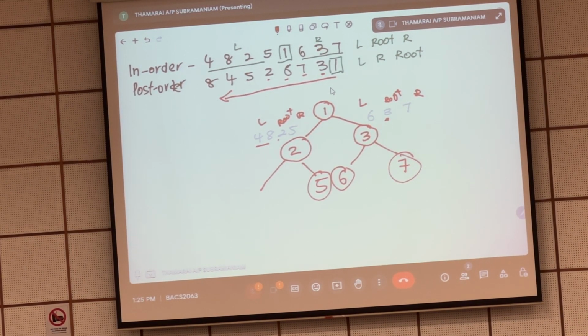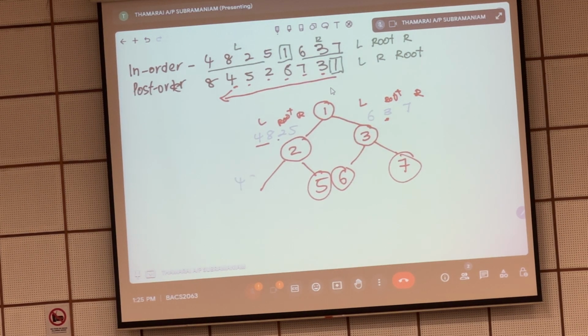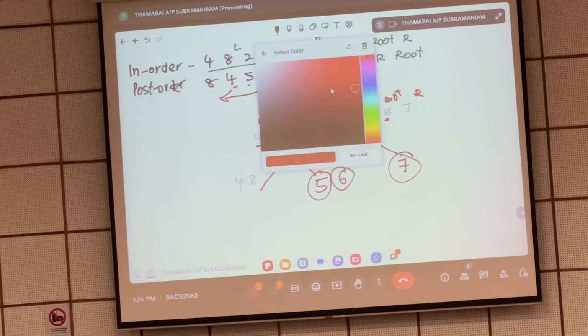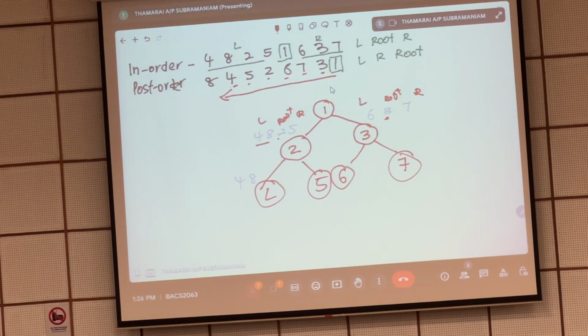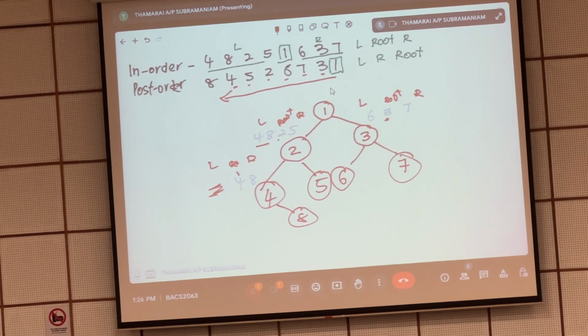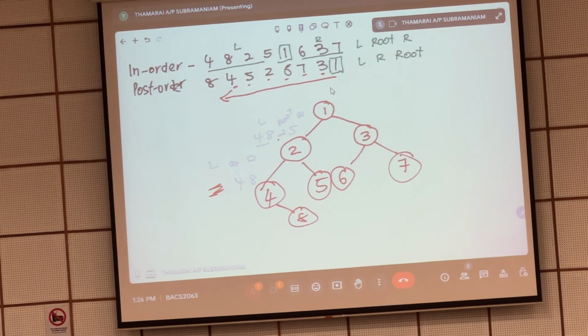So 5 is done, next number is 4. I know here I will have 4 and 8, is that correct? So 5 already has its position, so 4 will be my next. Now this is my root. Left and right. Left, there's nothing here, so it's null. Right is 8. Got it? This is how we do it. After you finish drawing, remove all this. Remove. I will leave it there.